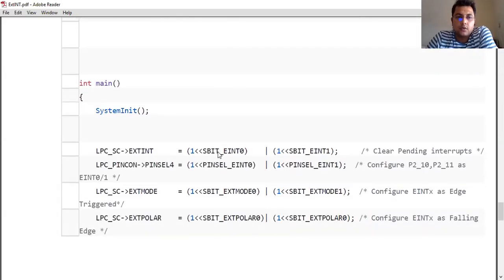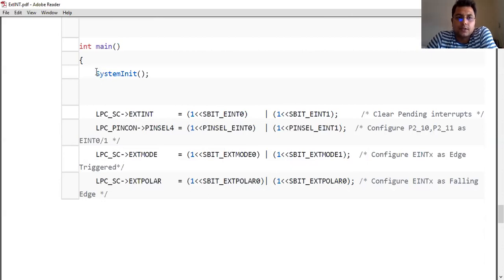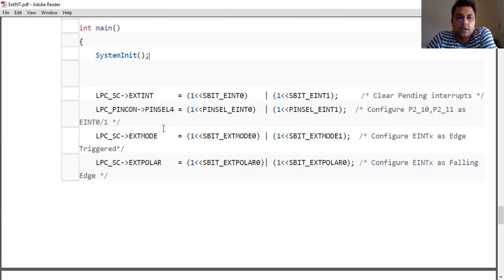Now in the main function, system initialization. Here in our kit, we don't require this function to be written. And here you can see, first you will clear all the pending interrupts. In the main program, once you start your routine, first you clear all the interrupts. We are using two interrupts, interrupt 0 and interrupt 1.